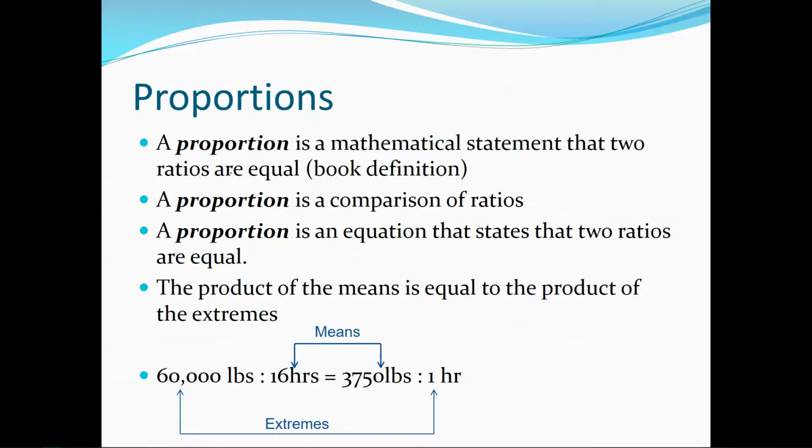So lastly, let's talk about proportions. Again, this is something we kind of do all the time anyway. This is a mathematical statement that two ratios are equal. The product of the means is equal to the product of extremes. That should sound rather familiar.